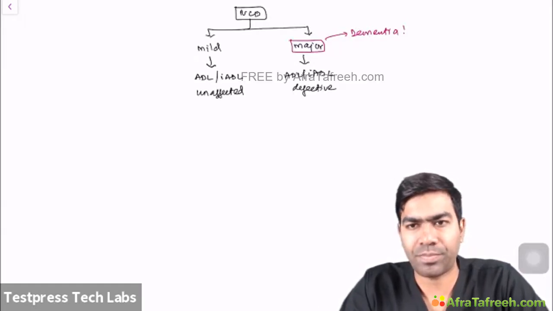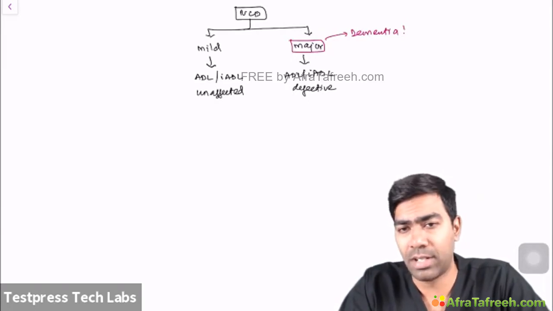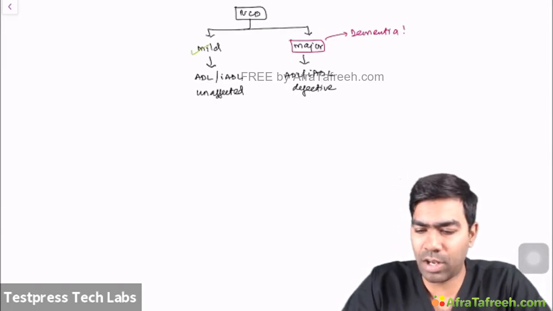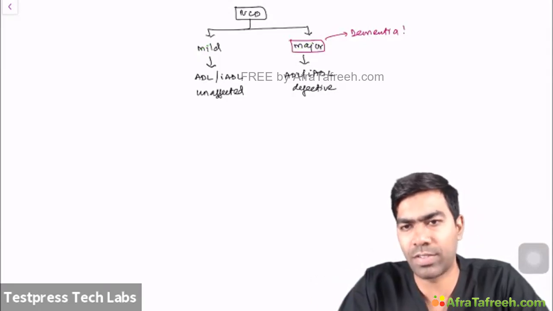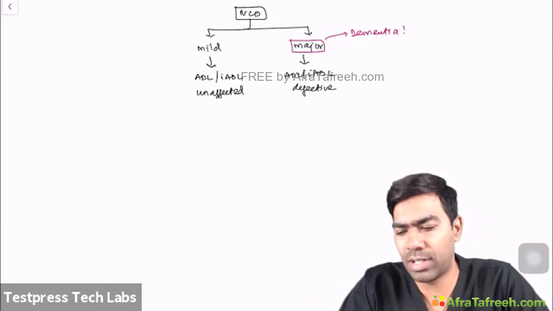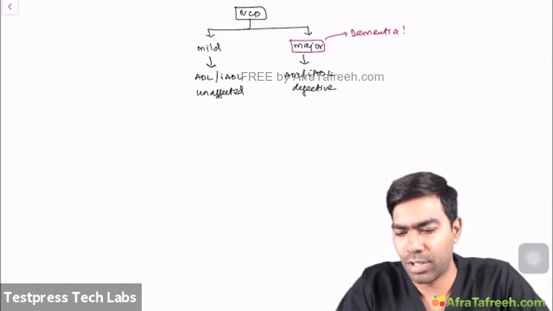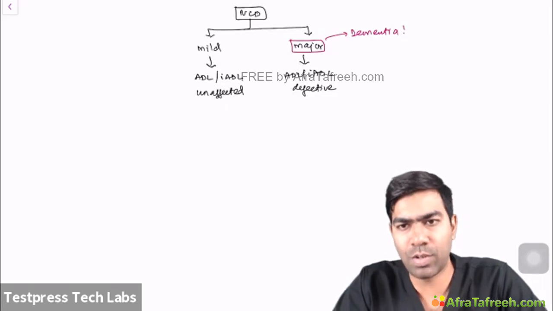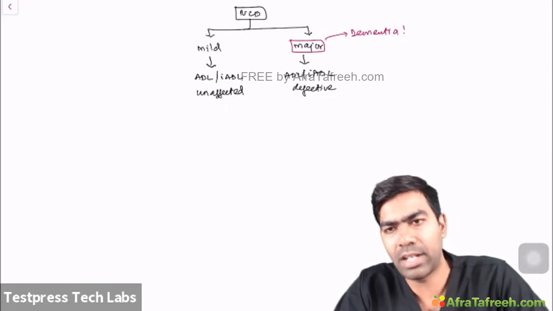But remember, for example, take Alzheimer's disease. Alzheimer's disease can come with a mild or major neurocognitive disorder, doesn't matter. To start with, they will be having mild neurocognitive dysfunction only. Later on, once the disease becomes severe, they'll become a major neurocognitive disorder. So it's not like Alzheimer's means it should be only major. It can start as a mild, then they'll go for a major.